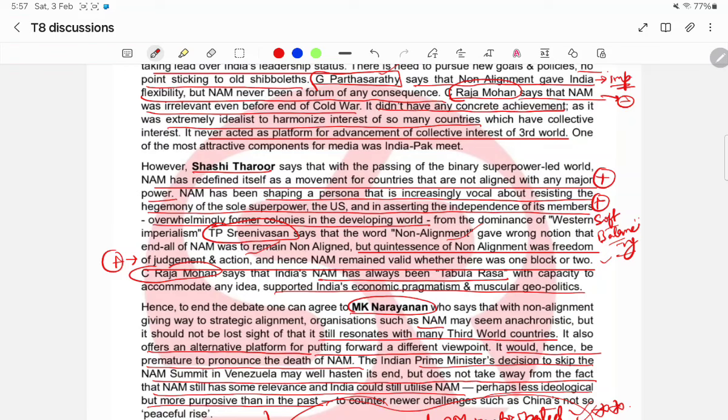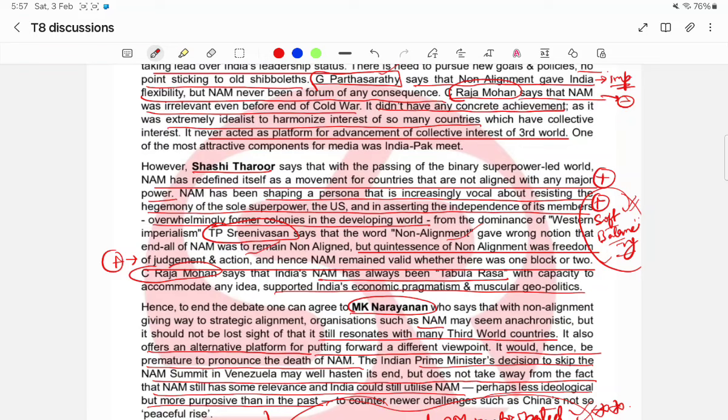redefined NAM itself as a movement for countries that are not aligned with any major power. Shaping a persona, NAM is shaping a persona that is increasingly vocal about resisting the hegemony of the sole superpower, America, and in asserting the independence of its members, overwhelmingly former colonies in the developing world. Okay. So this is like countries are balancing unipolar America by soft balancing. Okay. So T.P. Srinivasan says that non-relevance is about the quintessence of non-alignment versus freedom of judgment and action. So it is more about judgment and action. It is more about justice.